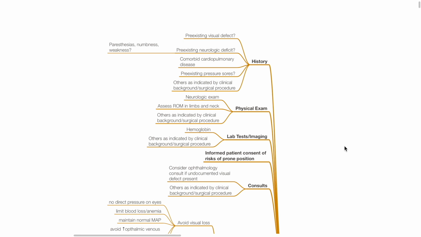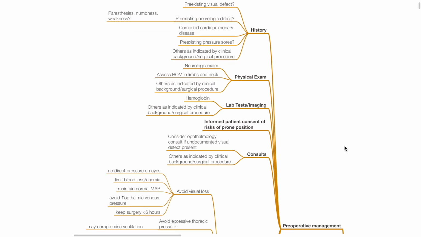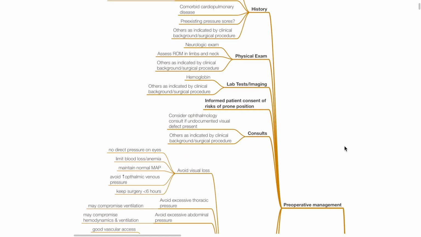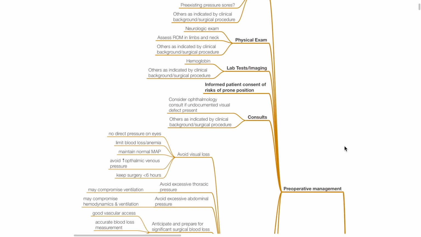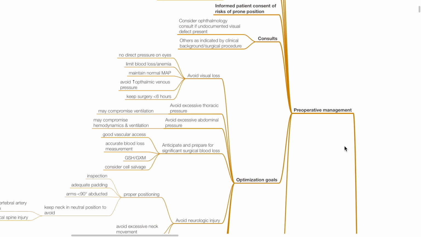Physical exam includes neurologic exam, range of motion of limbs and neck, and others as indicated. Lab test includes hemoglobin levels and others as indicated. Informed patient consent of risk of prone position should be obtained. Consider consults such as ophthalmology if visual defect present, and others as indicated.